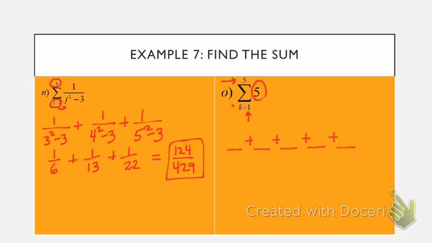Well, your index of summation is K. There's no K in the rule. So that means the first term is 5, the second term is 5, the third term is 5, the fourth term is 5, and the fifth term is 5. So when you add all of those together, you get the summation to be 25.